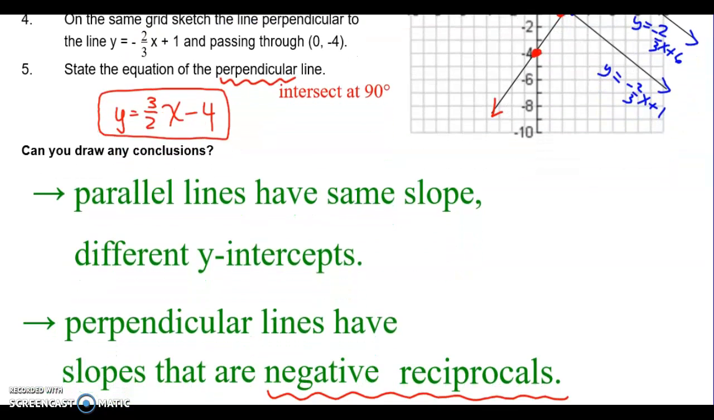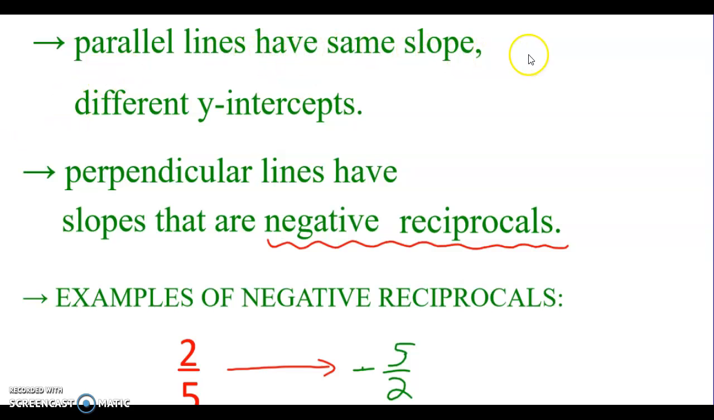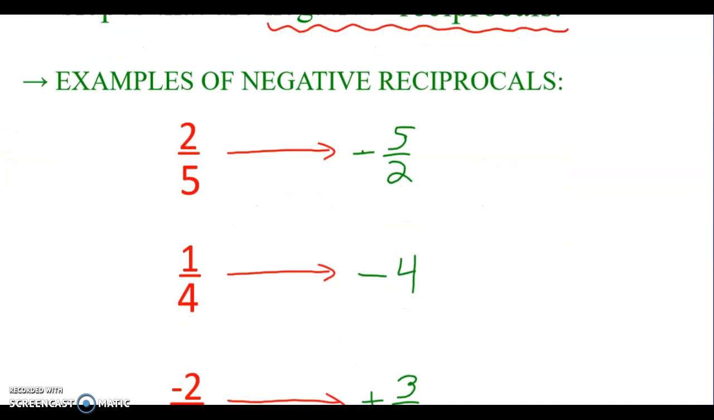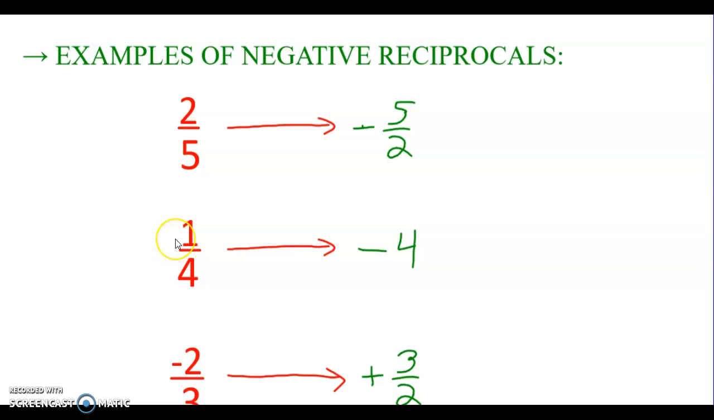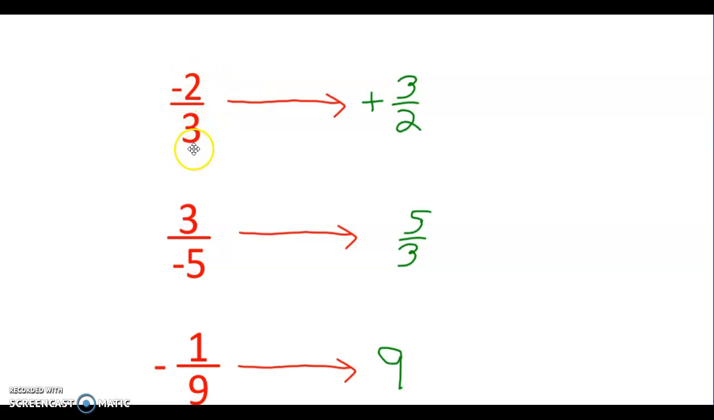Nothing new here, we're just recapping from the chapter and previous ones. Parallel lines always have the same slope, but they have different y-intercepts. Perpendicular lines have slopes that are negative reciprocals of each other. Negative reciprocals means I flip the fraction and I change the sign. So if I'm starting with the slope of 2/5, the perpendicular slope will be negative 5/2. Starting with a slope of 1/4, perpendicular slope will be negative 4. My original slope is negative 2/3, perpendicular slope will be positive 3/2.